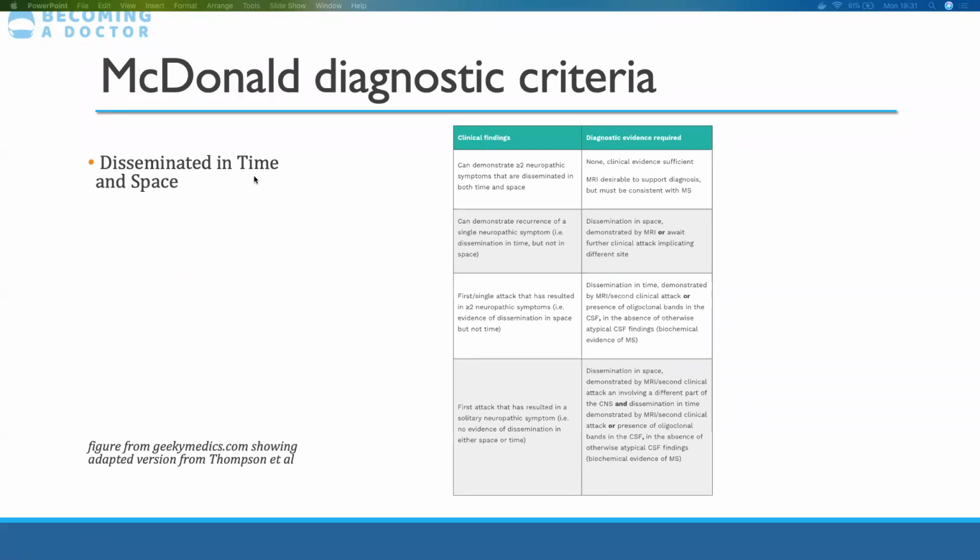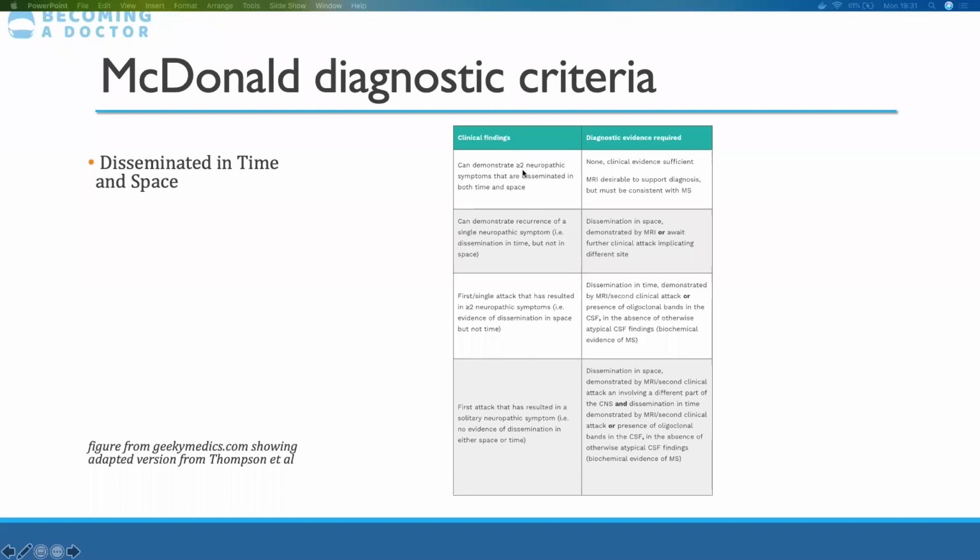Okay, so the whole disseminated in time and space came from the McDonald diagnostic criteria, and essentially it is just saying that events have to happen in more than one distinct time period, and they also have to be in two completely different locations for it to be called MS.